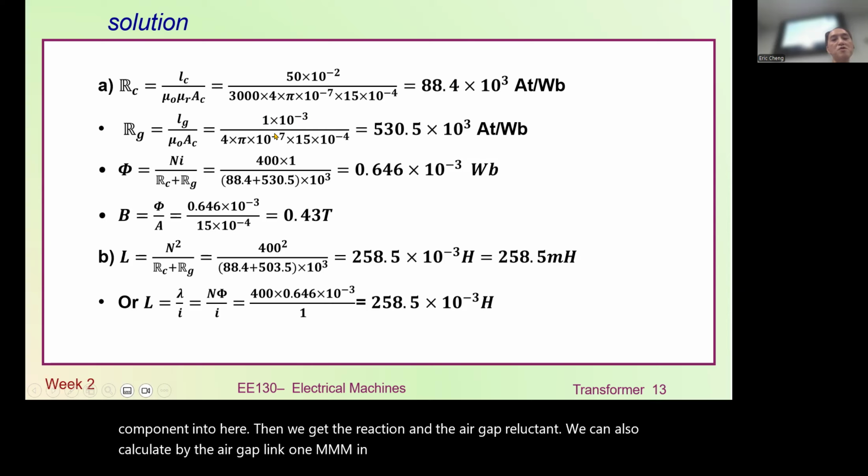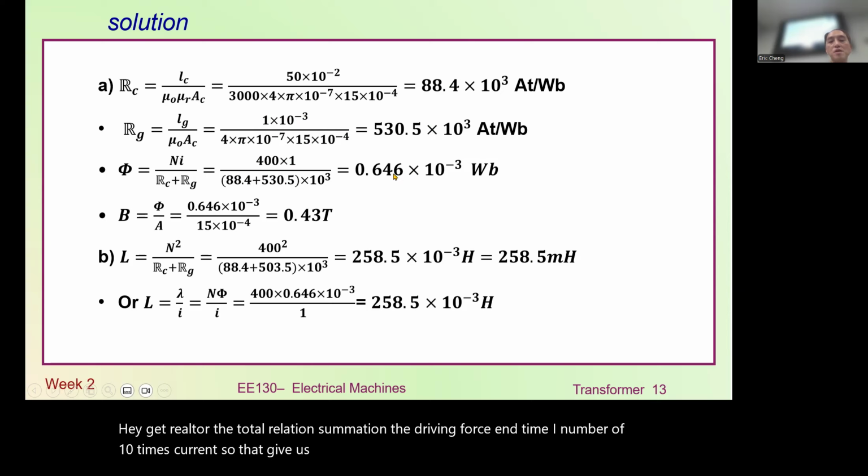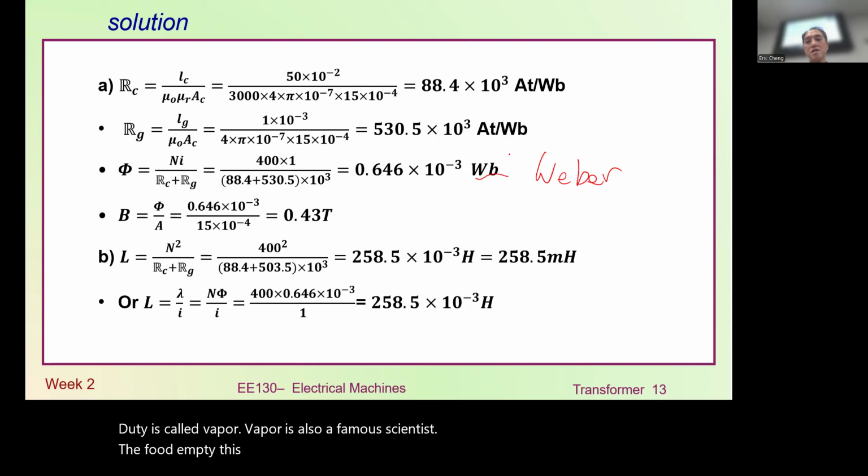Mu naught is a universal constant. You all know it is 4 pi times 10 to the -7, and with the air gap area, we can get the air gap reluctance. For the total reluctance summation, the driving force is N times I, number of turns times current. That gives us the full component, 0.64 Weber. The flux unit is called Weber. Weber is also a famous scientist. The full name is this one, but for the SI unit, we just use Wb.